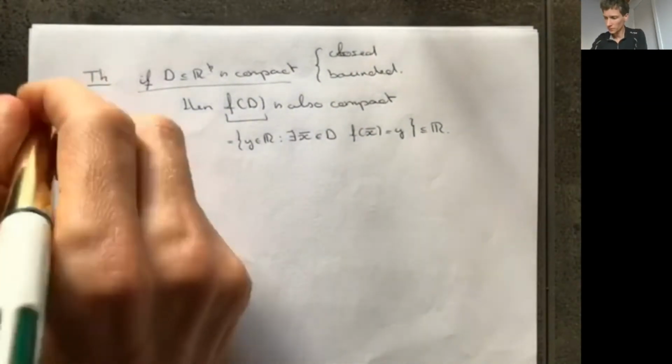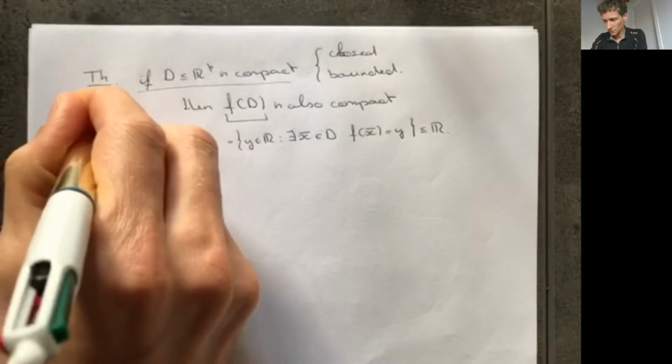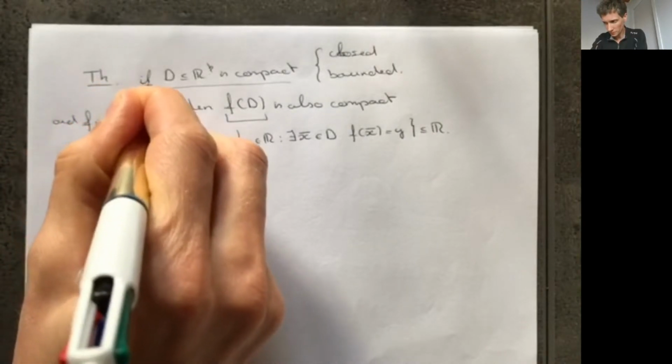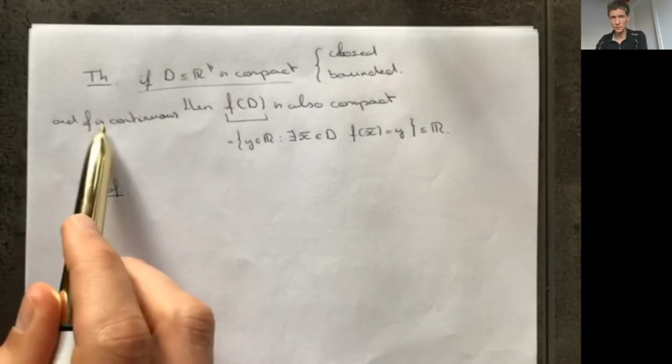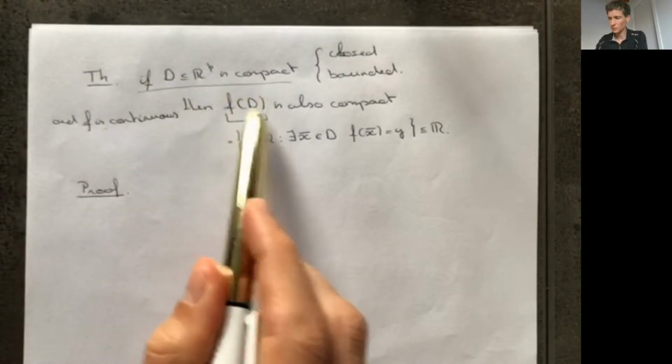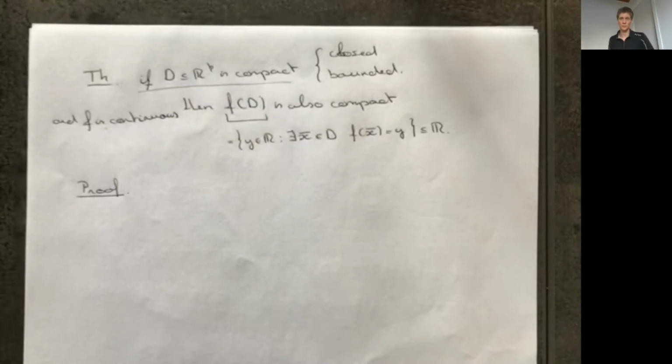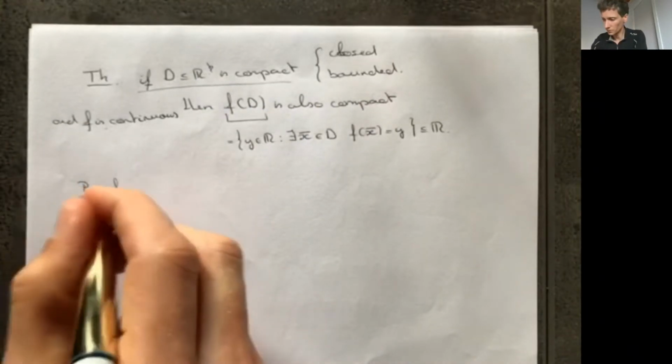So what we need to show is that the domain is compact. Oh, and I forgot something important: f is continuous. So the domain is compact and f is continuous, and the range of f will also be a compact set. The continuity condition is very important.